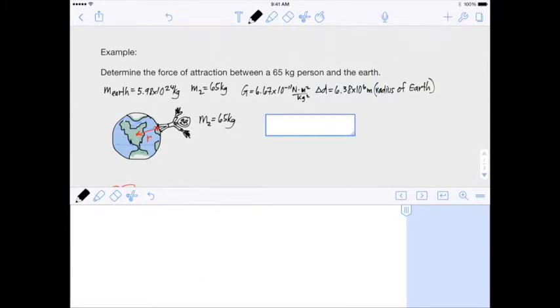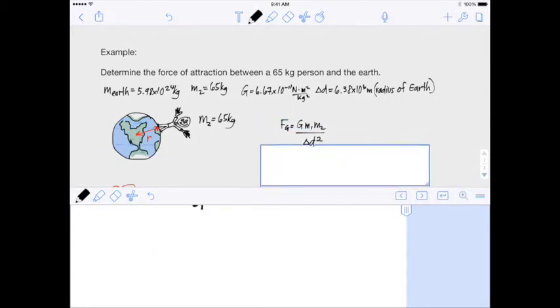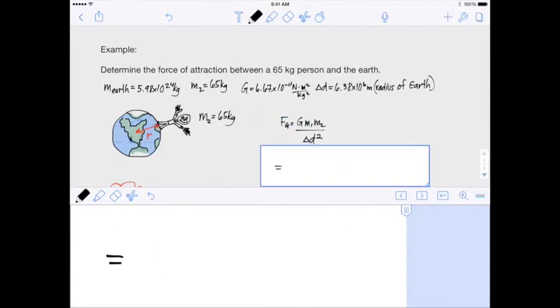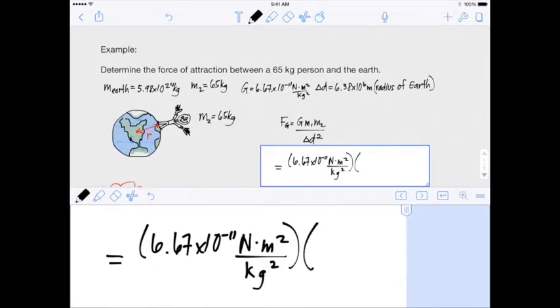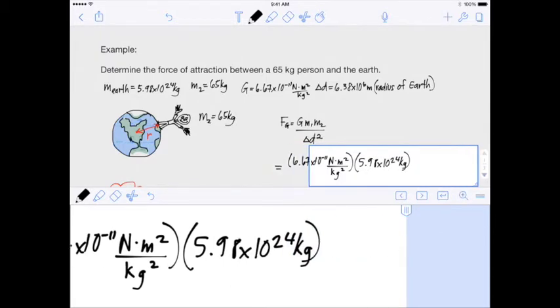So we're going to use Newton's law of universal gravitation. That can be used for any two objects in the universe, even if one of the objects is a celestial body. So for this, we're going to put in this constant value, the universal gravitational constant, 6.67 times 10 to the power of negative 11. We're going to put in the mass of the Earth, which is 5.98 times 10 to the power of 24 kilograms. The mass of the person, 65 kilograms.